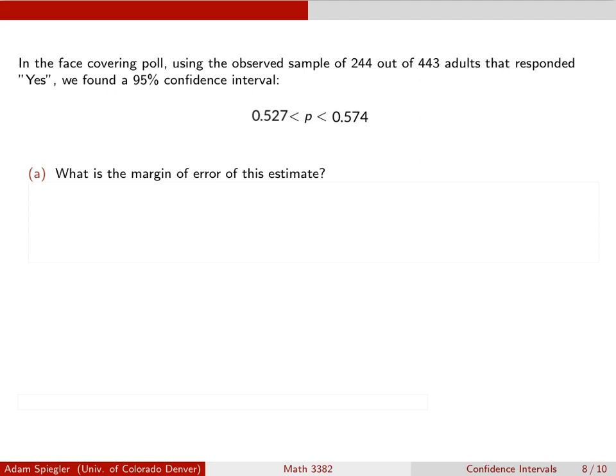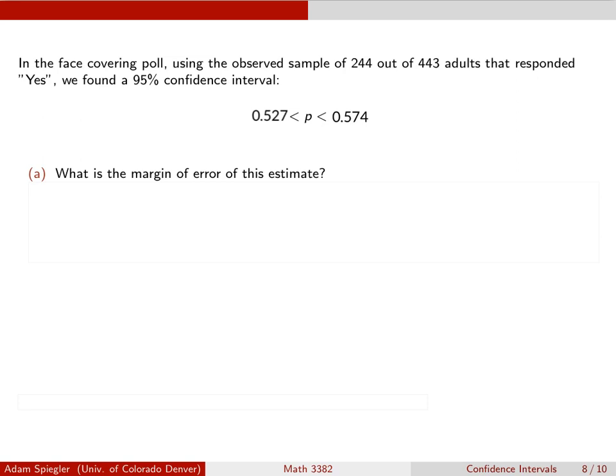Okay, so in this video, I want to discuss the margin of error of these confidence intervals and how that's related to the size of the sample that you choose. And so if we continue with this thread of thinking about the survey that ABC News did, where out of 443 random adults that had left the house in the previous week, 244, 55% of that sample said that they had worn a face covering when they left the house. And we constructed a 95% confidence interval using different methods.